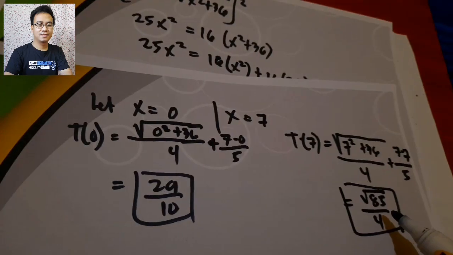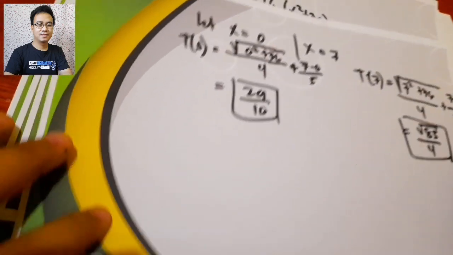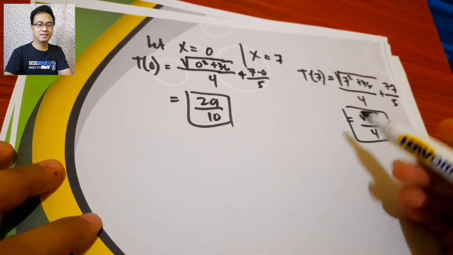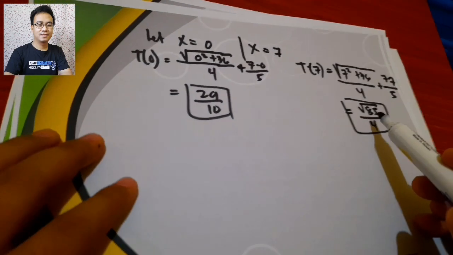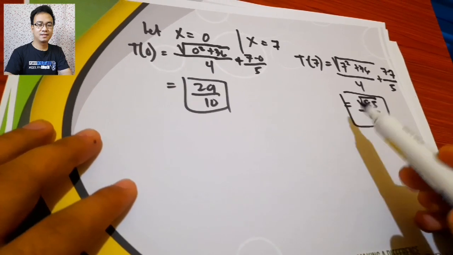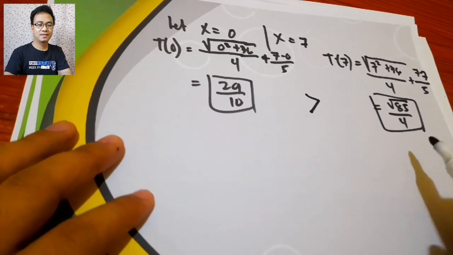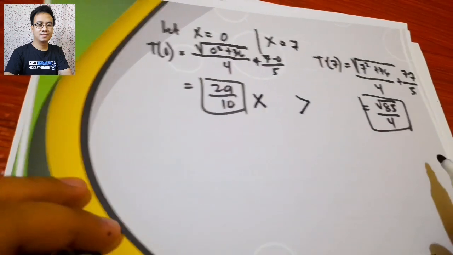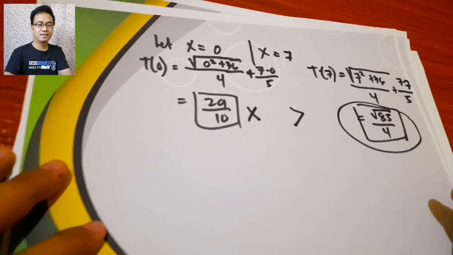Okay? So now, the problem is that we are looking for the least possible time. Having that idea, we are going to look for the absolute minimum. So which is larger here, 29 over 10 or square root of 85 over 4? Actually, the larger one is 29 over 10. Since 29 over 10 is larger, we disregard 29 over 10 and take square root of 85 over 4.